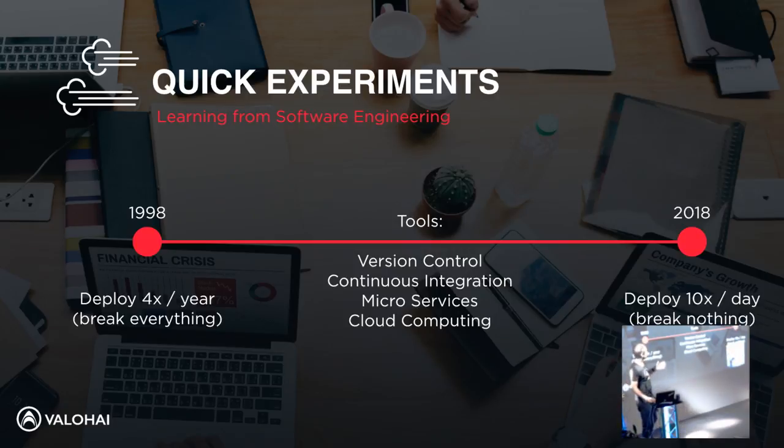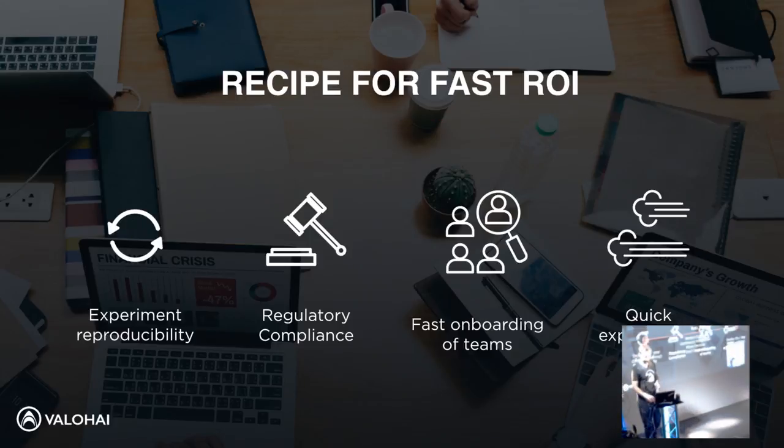And this is something that we could learn from in deep learning as well. Sadly, we're more in the '98s than actual 2018s in deep learning today. There aren't any standardized big tools or continuous integration, microservice or cloud computing. These are all being worked on and solved at the moment, but none of them are there yet. And this slows us down a lot. So these are the 4 recipes for fast return on investments, fast deploying into production, especially in deep learning.